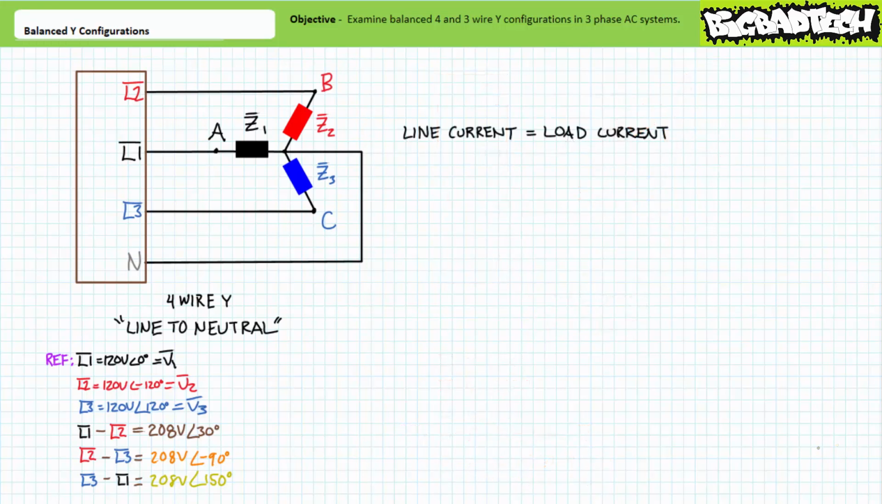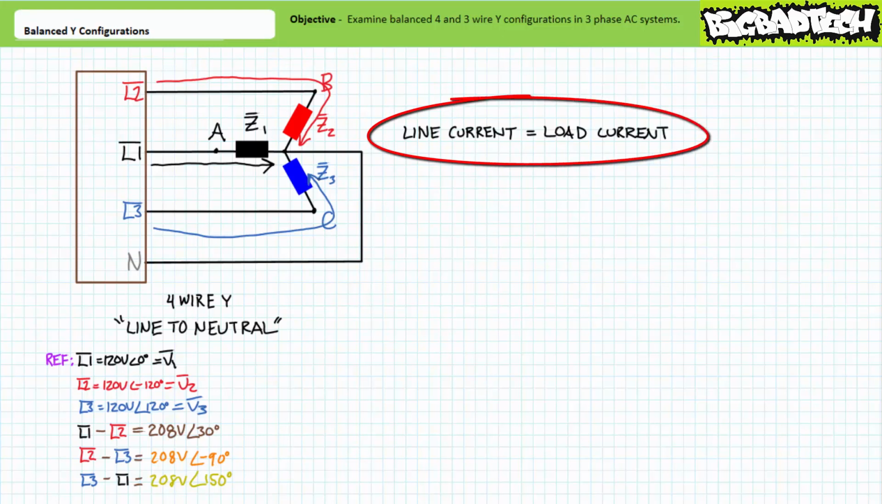Let's talk about current. Whereas voltage is pretty easy to describe using a point-to-point differential, current flow through 3-phase AC circuits takes a little bit more foresight and planning. Consider current flow in a 4-wire Y configuration. Current in line L1 must travel through load impedance Z1. Current in line L2 must travel through load impedance Z2. Finally, current in line L3 must travel through load impedance Z3.